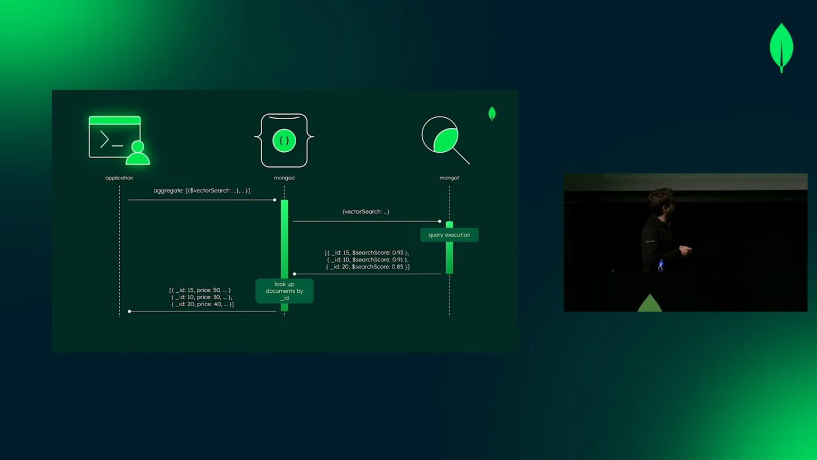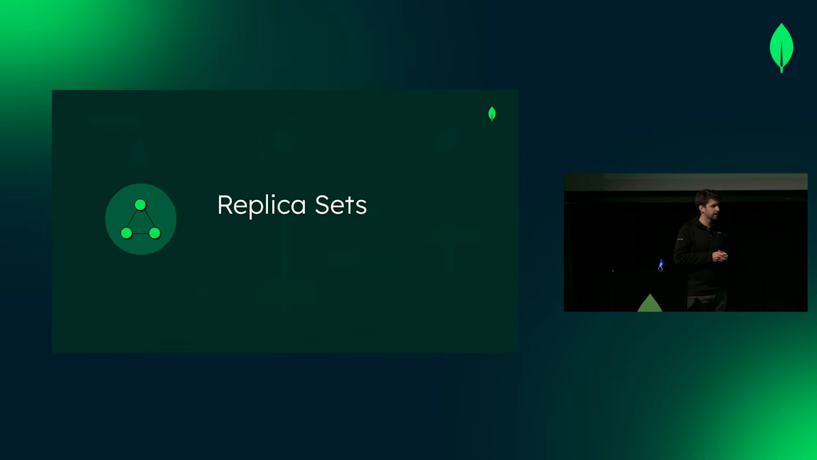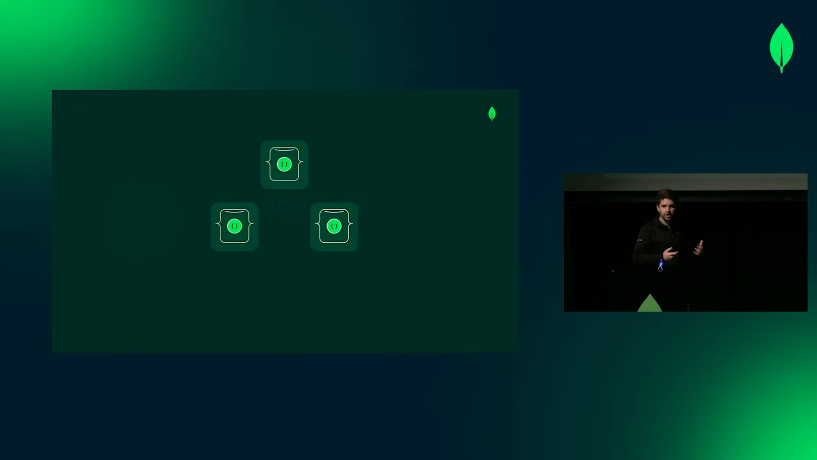Let's look a little bit at how this gets deployed in practice. Replica sets are a foundational building block of MongoDB. Generally speaking, you're going to start with 3 MongoDs. They're going to coordinate with each other to provide durability for your writes and high availability for your reads and writes. There are 2 ways to configure MongoT to run with a replica set.